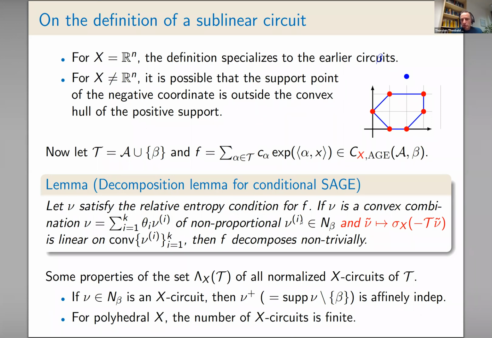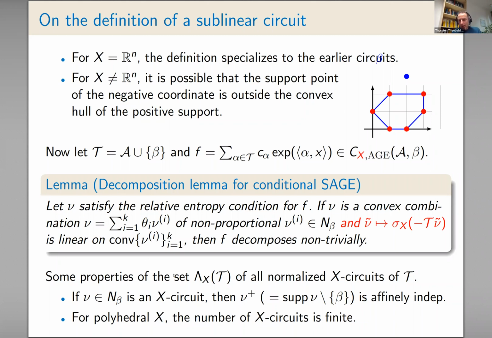And we can generalize the situation that was the motivation to come up with that definition of the sublinear circuits. Namely, if we have this dual variable in this relative entropy formulation, if we can write this as a convex combination of other non-proportional vectors in n beta, and if this map that we have seen is linear on the convex hull, then F decomposes non-trivially. So basically, by our definition, we capture when a certain signomial splits into simpler ones and when it doesn't.